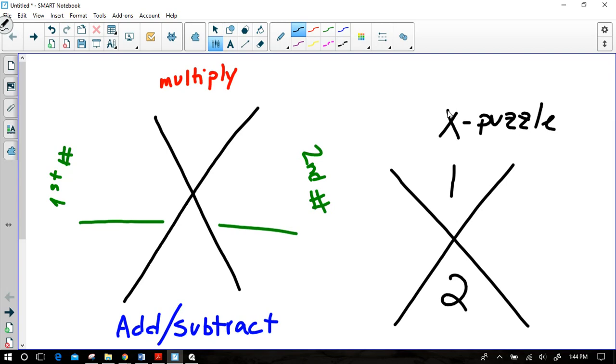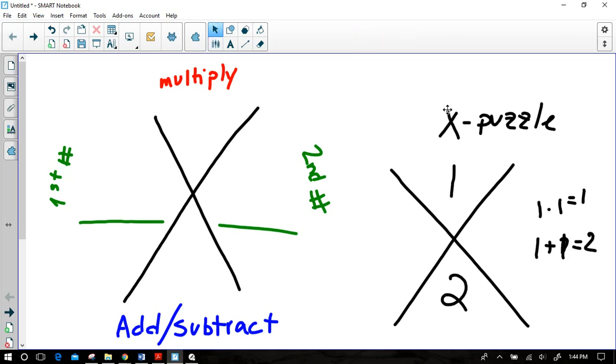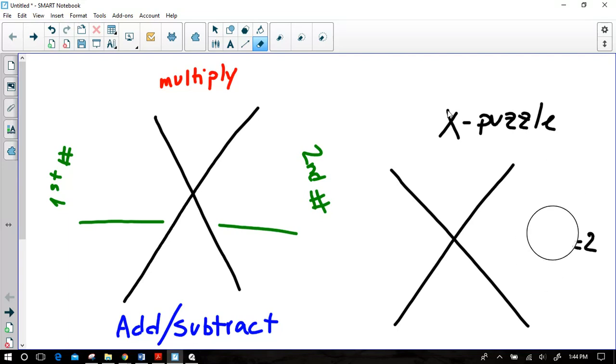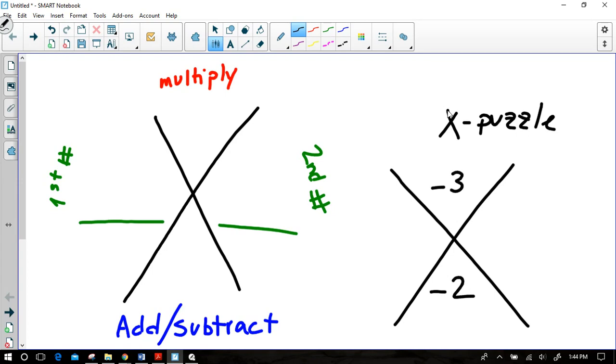And hopefully everybody got 1 times 1 is 1, and 1 plus 1 is 2. That's a tricky one, okay? So whenever there's a 1 involved, it can seem a little tricky. All right, let's try another one. Let's do -3 and -2. Pause the video and try that one.